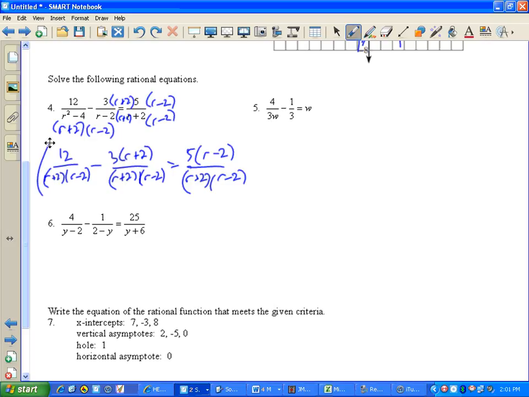So another way to think of it is I could now cancel those denominators out just by multiplying the entire thing by this. That would cancel everything out, all the denominators, and leave just the numerators left. So in order to solve this, I just need to solve the numerator equation.